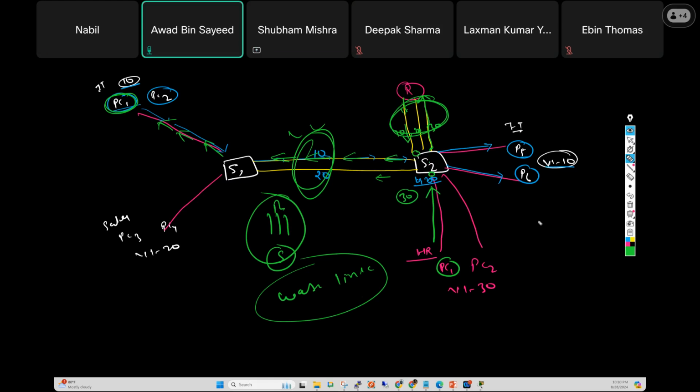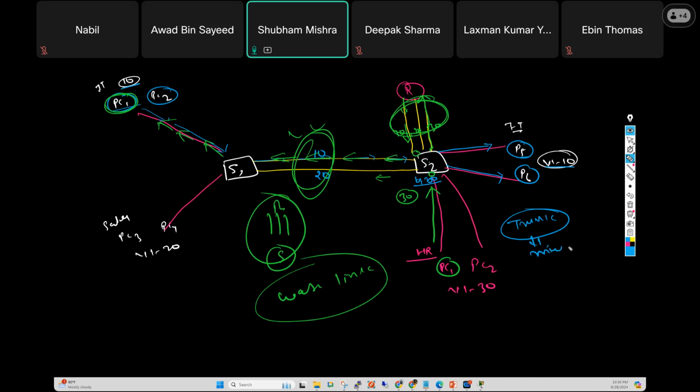So to avoid this type of thing, we have the concept of a trunk port. So what will a trunk port do? A trunk port can carry multiple VLANs through a single link. Are you getting my point? I hope now you have a better understanding of why we need the trunk. Understand, everyone?